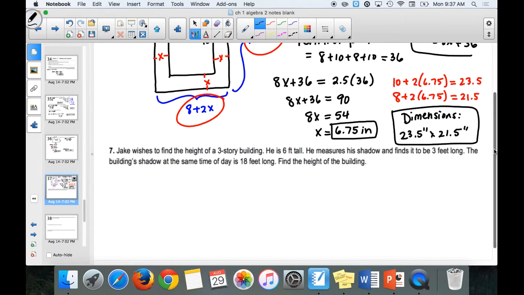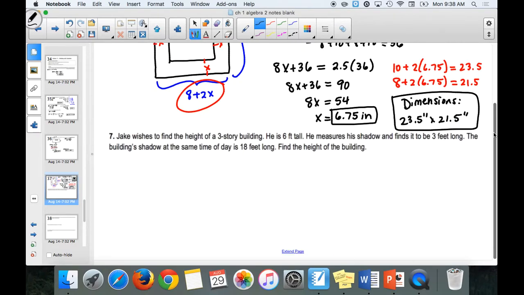All right, so Jake wishes to find the height of a 3-story building. He is 6 feet tall. He measures his shadow and finds it to be 3 feet long. The building's shadow at the time of the day is 18 feet long. Find the height of the building. Have you guys seen these before?